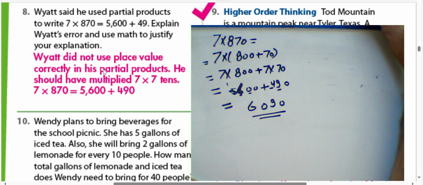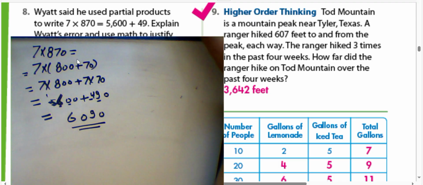Wyatt didn't use the place value correctly. In his partial product, he should have multiplied 7 times 70 and 7 times 800. The result will be like this, 5600 plus 490. So this solution is not correct. Okay, next question, number 9.